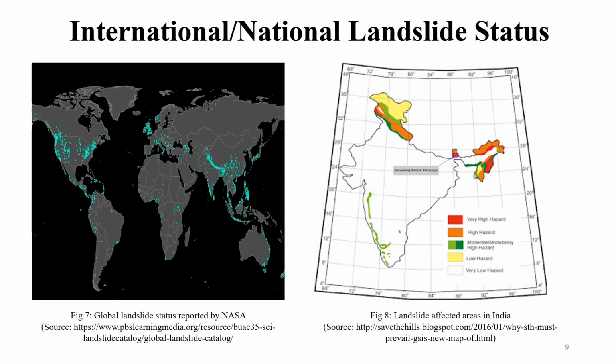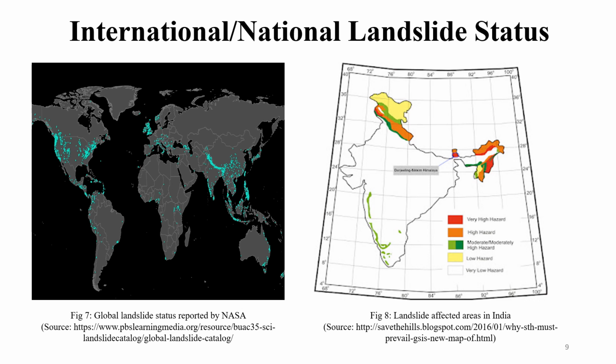Now, this slide represents the national and international landslide status around the globe. In figure 7 we can see the global landslide status reported by NASA. In this figure, the light blue dot represents the landslide area. Further, it can be utilized to improve the understanding of the location and the causes of this destructive hazard.